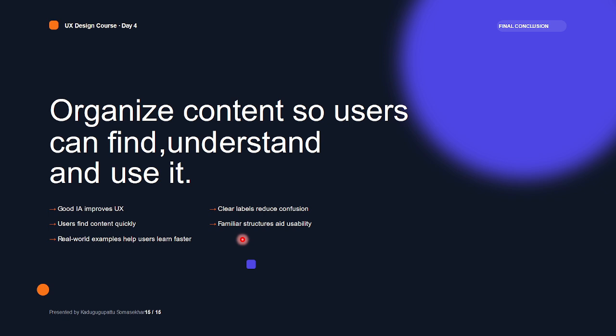Next, the final slide. Here I mentioned: organize content so users can find, understand and use it. Good information architecture improves UX, the user experience. It gives the best user experience. Users find content easily. Clear labels reduce confusion. And we want to keep in mind: organize content so users can find, understand and use it.